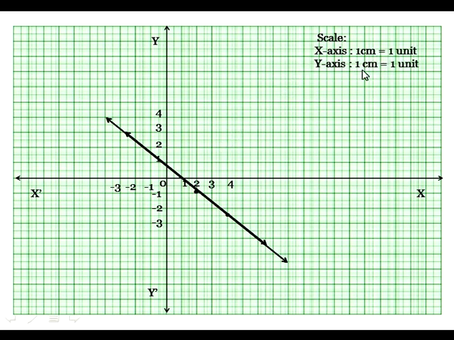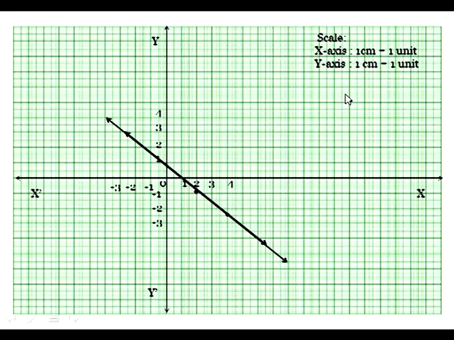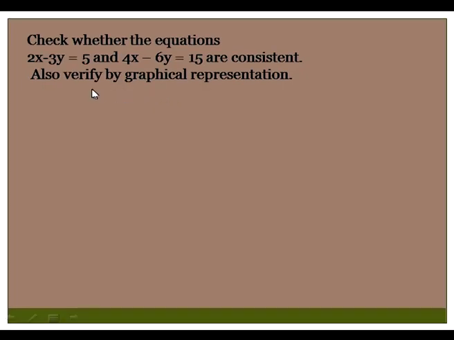And what is the scale we have taken here? X axis 1 centimeter is equal to 1 unit and y axis 1 centimeter is equal to 1 unit. Now, let us check another problem where we are given a pair of linear equations 2x - 3y = 5 and 4x - 6y = 15, and check if they are consistent or not, and also let us check by graphical representation.